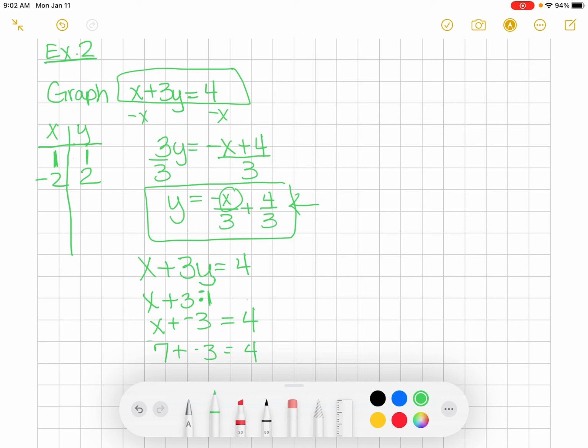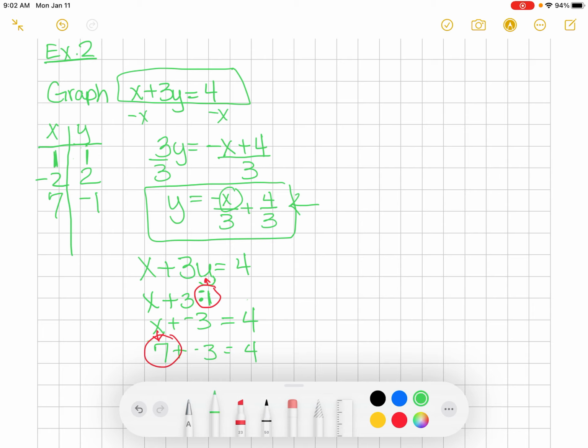Okay, it says 7 plus negative 3 is 4. So, oops, I messed up again. Y was negative 1, and x ended up being 7. So remember, right here, y was negative 1, and x ended up being 7. Okay, so now I can graph that.